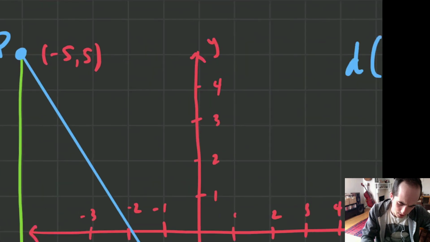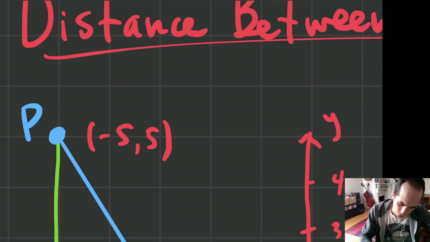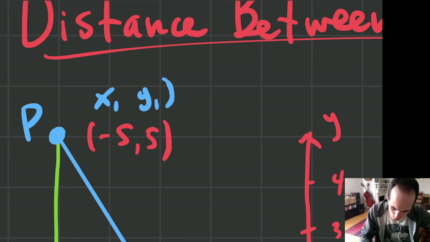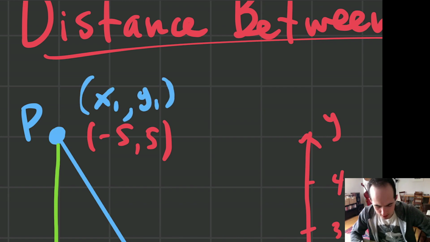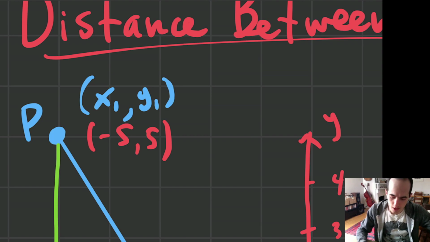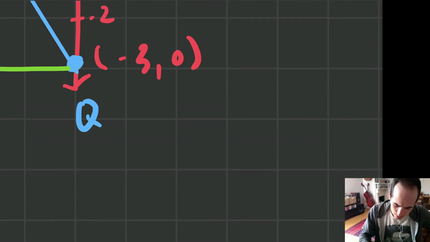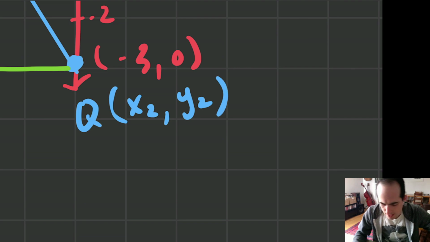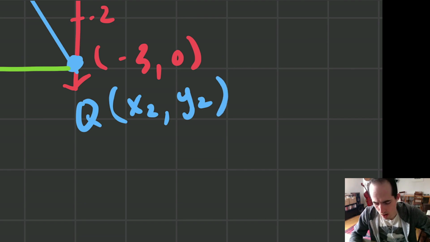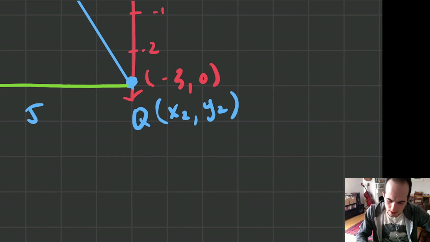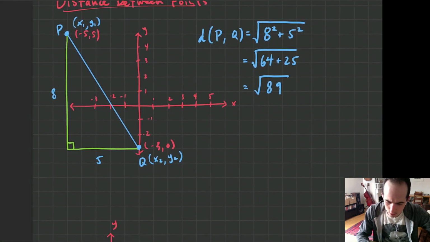So what I'm going to do is assign the point P to be x1, y1. In other words, x1 is -5 and y1 is +5. And then on the other end, I'm going to say that the point Q is going to have x2, y2. So in other words, x2 is -3 and y2 is 0. And then let's see how we would go about using the formula.